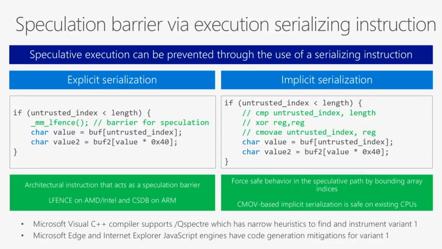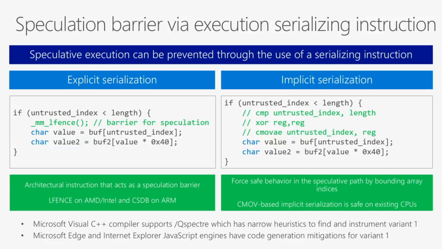For doing this, we have the /Qspectre command line flag in Visual C++, and this will automatically identify potentially vulnerable patterns and insert appropriate serialization. Similarly, in Microsoft Edge, we have mitigations in the Chakra JavaScript engine, which inserts serialization to prevent an attacker from being able to construct these patterns.